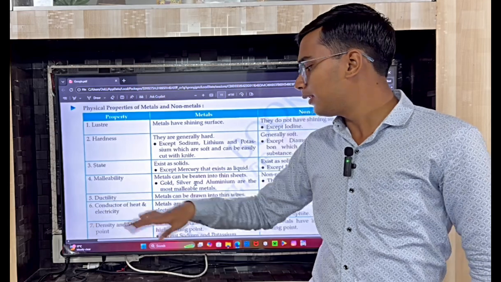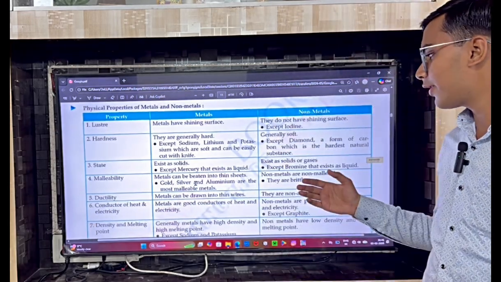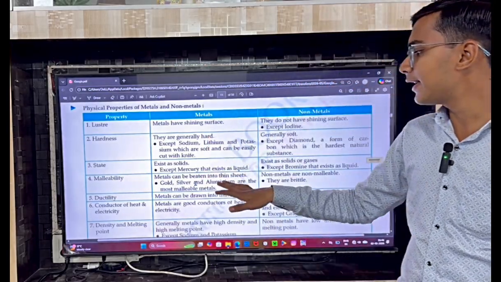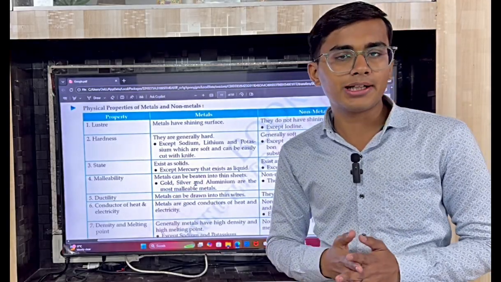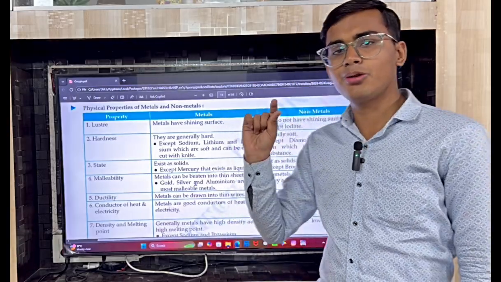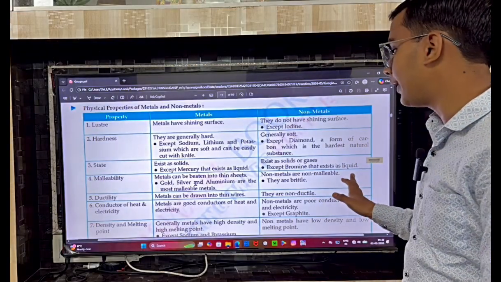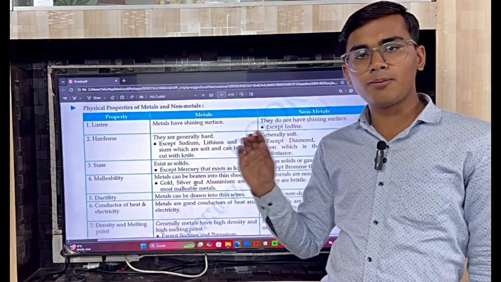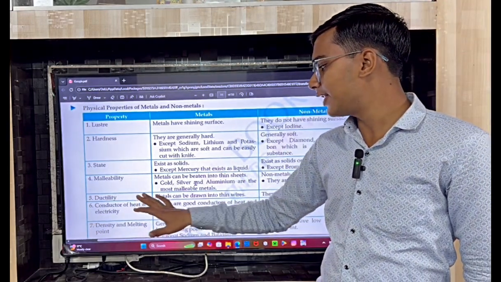Next, malleability. What do we mean by malleability? Malleable means that it can be beaten into thin sheets. Metals can be beaten into thin sheets. For example, gold and silver can be beaten into thin sheets. So that is the example of metals. Whereas non-metals are non-malleable. It means they cannot be beaten into thin sheets. They are brittle.